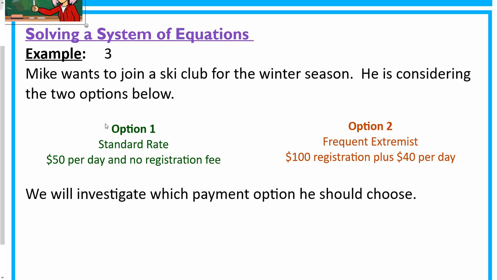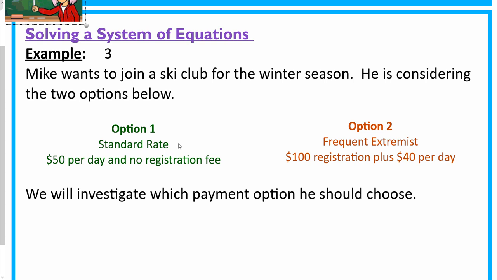So for example, if he only skis once that season, then it will cost him $50. He went out once, he paid $50. If he chose option 2, going out once, that one ski trip is going to cost him $140. So you can see that option 1 would definitely be a better option if you're going to go once.